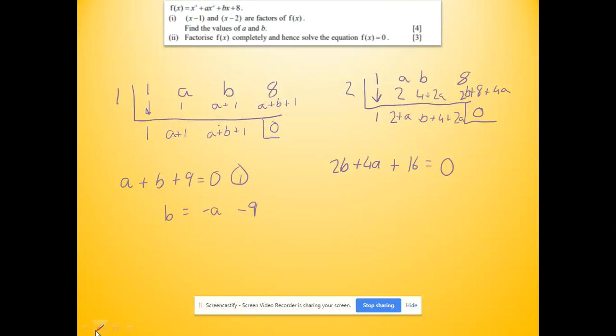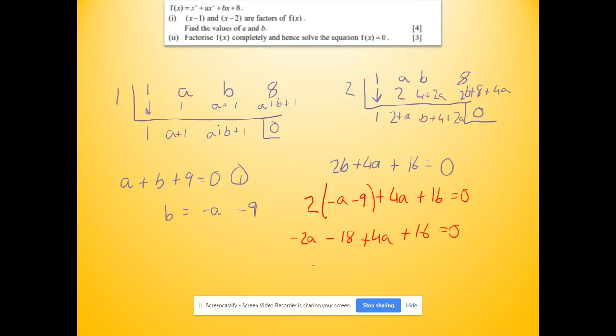Okay, I got cut off in that video, so I'll just try and start from where I was at. So I was just sort of saying that we rearranged that and now we're going to sub it in. So we're going to do 2 times open bracket minus a minus 9 plus 4a plus 16 equals 0. So we can multiply that out: minus 2a minus 18 plus 4a plus 16 equals 0.